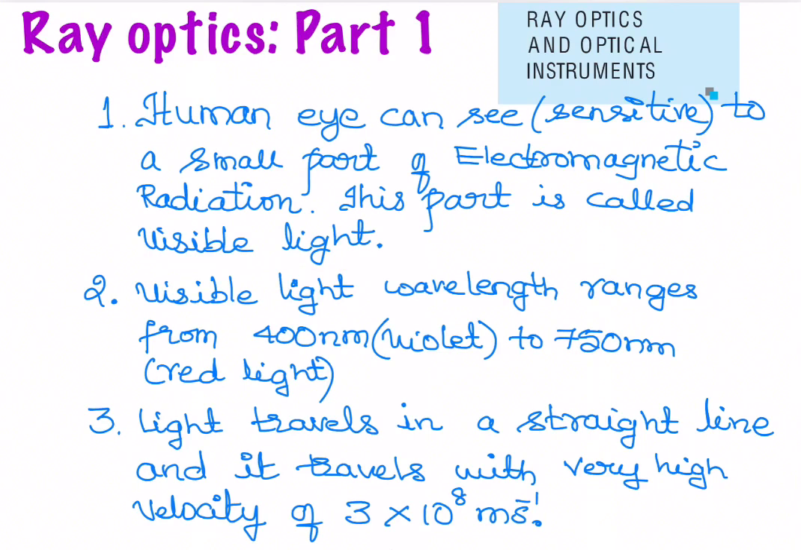What is the range of the wavelengths of visible light? Our eye can see light from 400 nanometers to 750 nanometers. And when this wavelength changes, our eyes perceive it as different colors. So from violet to red, VIBGYOR: violet, indigo, blue, green, yellow, orange, and red. These are the visible light with different wavelengths. When the wavelength changes, we see them as different colors.